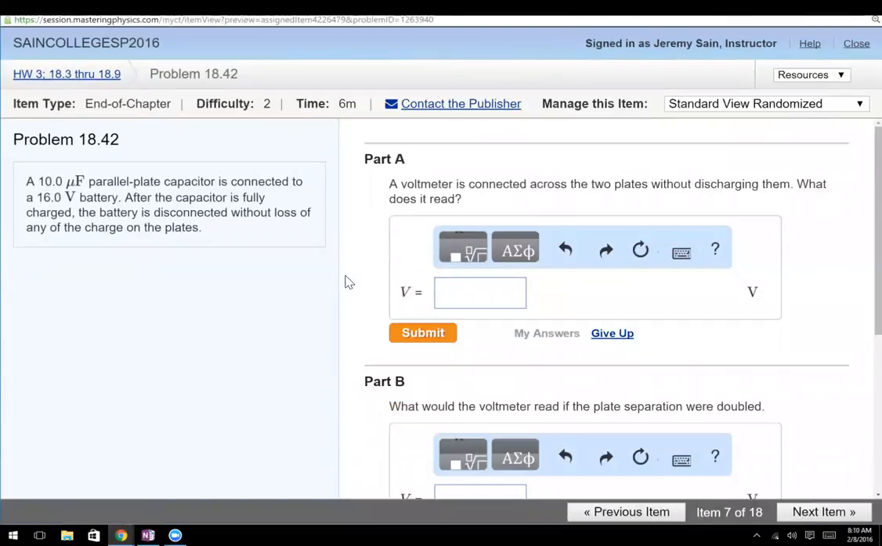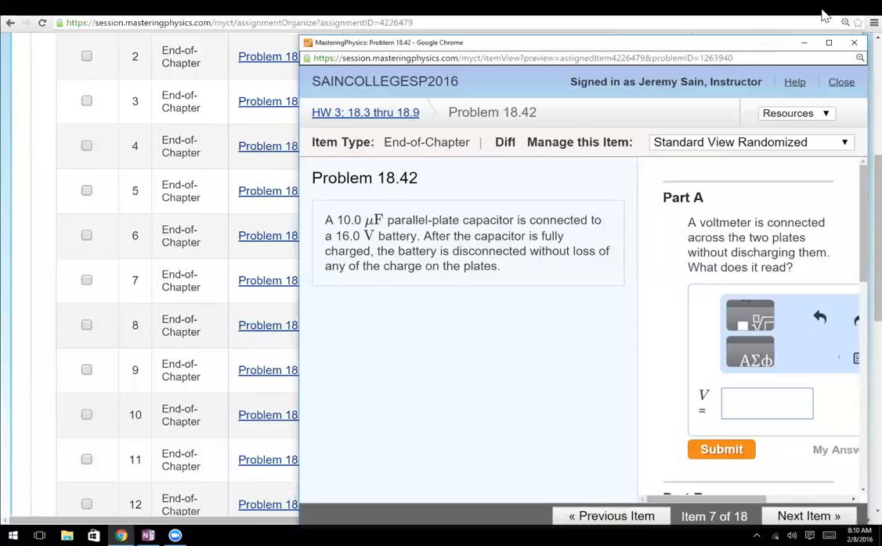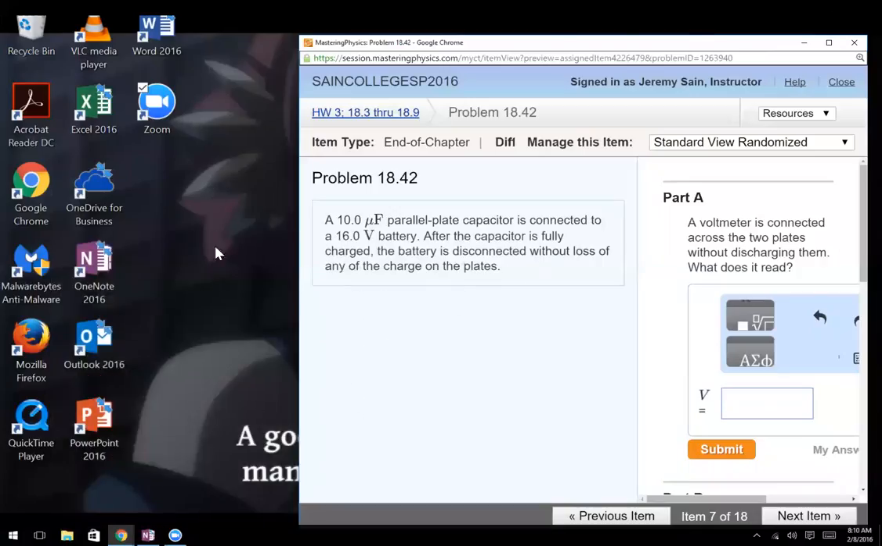Okay, so we got a 10 microfarad parallel plate capacitor connected to a 16-volt battery. After the capacitor is fully charged, the battery is disconnected without a loss of any charge on the plates. The voltmeter is connected across the 2 plates without discharging them. What does it read? And what would it read if the separation is doubled? So we actually haven't talked about capacitance yet. So let's talk about that right quick.